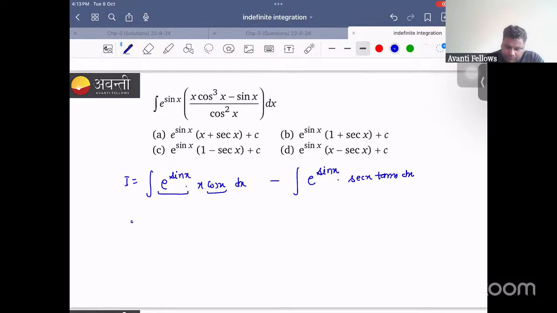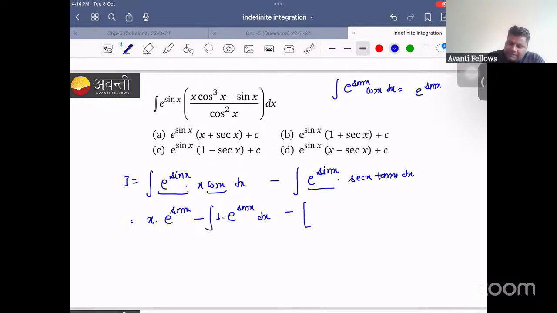So first function x, integration of second. Integration of e to the power sin x into cos x dx will be e to the power sin x itself, isn't it? Minus integration of the derivative of first, integration of second, e to the power sin x dx. That's it.